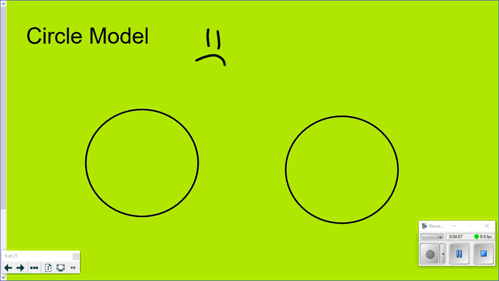The reason why is because I know that fractions have to be with equal sized pieces, right? I can't have one piece this big and one piece this big. That doesn't make any sense. Please stop doing that. Circle models are very hard to make equal. So for instance, if I was splitting a circle model into fourths, how many pieces would I have? Liliana? Four.